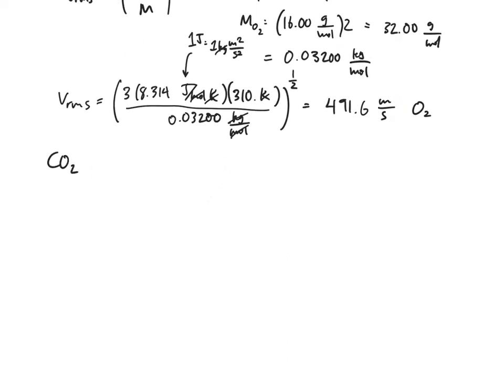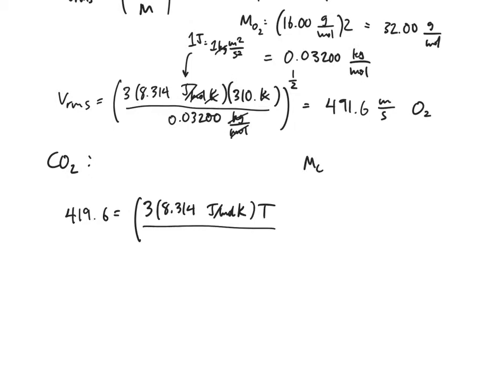Okay. Next, we need to calculate at what temperature CO2 will have the same root mean squared speed as that. And so this time, we're going to plug in the RMS value and set up an algebraic expression. R stays the same, but the unknown now is T, and we need to figure out what we are going to plug in for mass. So let's do the mass of CO2 now.